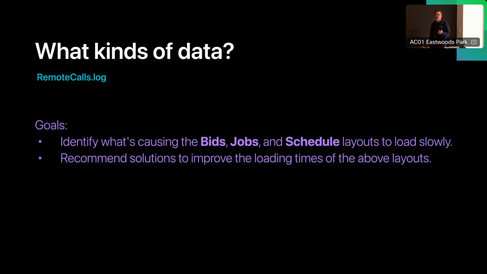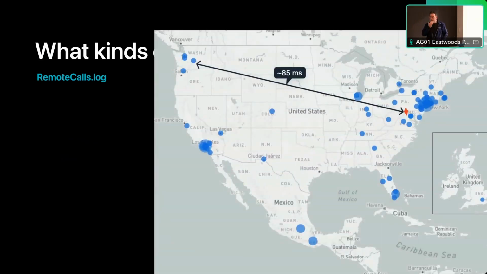So here's a use case of where we used that remote calls log to great effect. A client was having a lot of performance issues, and they came to us specifically with these two demands, right? We've got 3 layouts that load horribly slow, and so what do we do? The first thing we did is we mapped out where their server was in relation to where the clients were, right? So the thing in red there is the server, and the red thingies are where all the clients were.